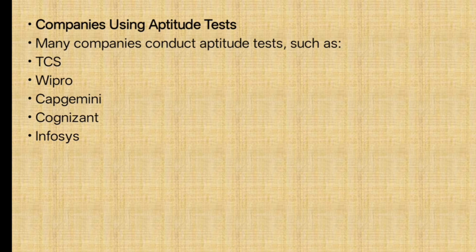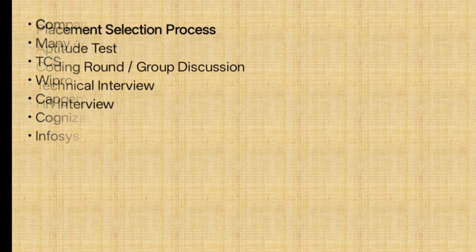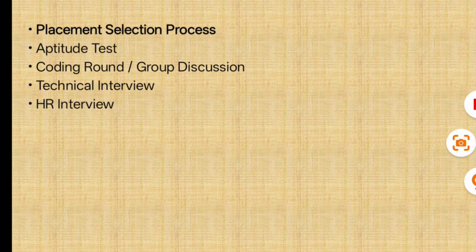For example, TCS, Infosys, Wipro, Capgemini and Cognizant. These companies use the aptitude test to filter candidates before the technical interviews. Okay, so the placement selection process. Placement usually includes several stages. The first round is the aptitude test, after which the candidate faces a coding round or group discussion. Then comes the technical interview where technical knowledge is tested, and finally the HR interview, which evaluates communication skills and personality. So these are the placement selection criteria that every student has to face.